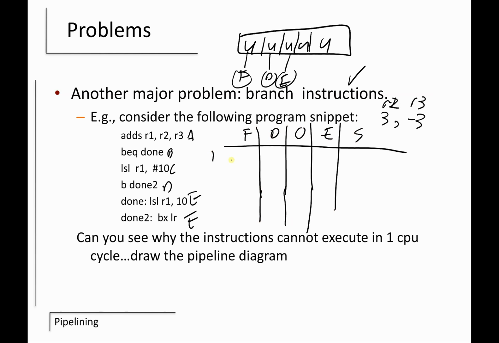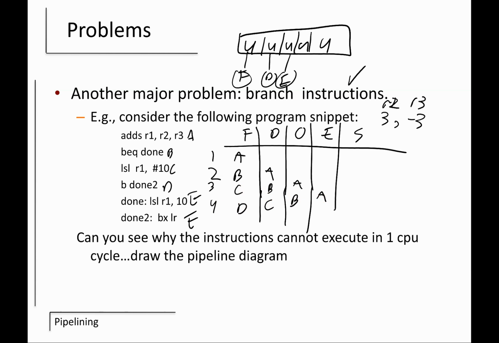So time 1, A is going to be fetched. Time 2, A is going to be decoded. B is going to be fetched. Time 3, A, B, C. Time 4, A, B, C, D.